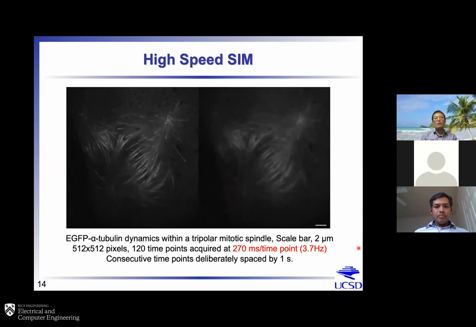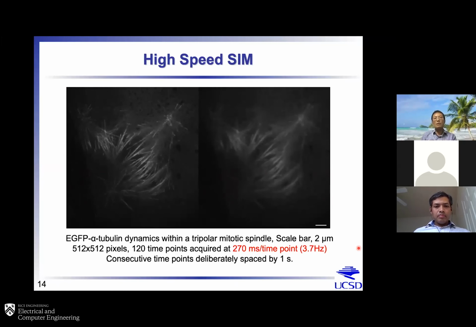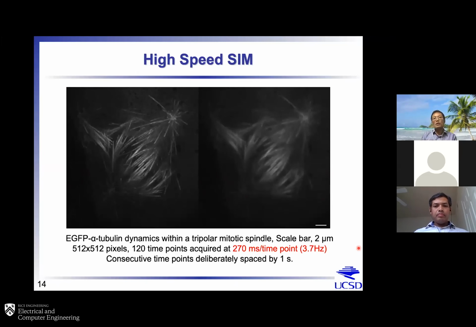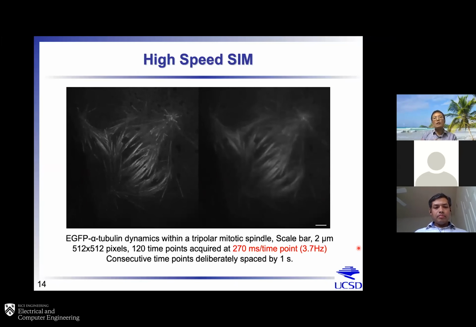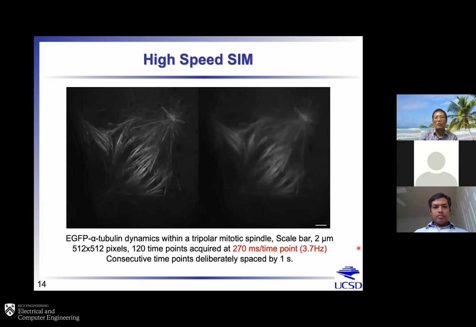But the problem is, this traditional scheme only gives you about a 2-time resolution improvement, which limits resolution to about 90 nanometer. So the question here is, can you still use the same idea, with this kind of high speed ability, but improve the resolution beyond the 2-time improvement?